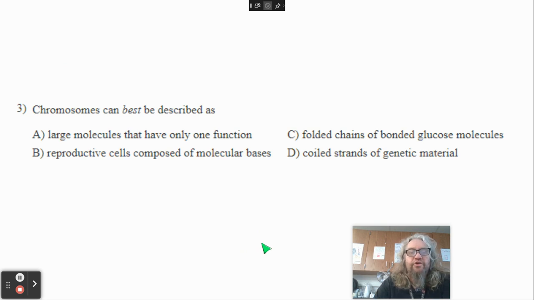Number three, chromosomes can be best described as A, large molecules that have only one function, B, reproductive cells composed of molecular bases, C, folded chains of bonded glucose molecules, or D, coiled strands of genetic material.